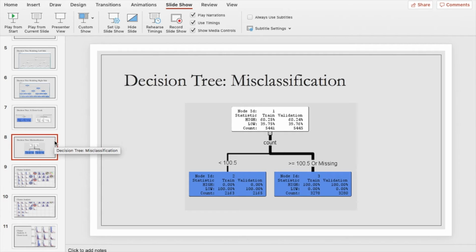For the decision tree model for the misclassification, the best outcome was node 3, where the rule is count is greater than or equal to 100.5 or missing, and the worst outcome was node 2, with the rule count is less than 100.5. To promote more rentals, we should keep on doing what we're doing, as there are more times that rentals are above or equal to 100 than under.